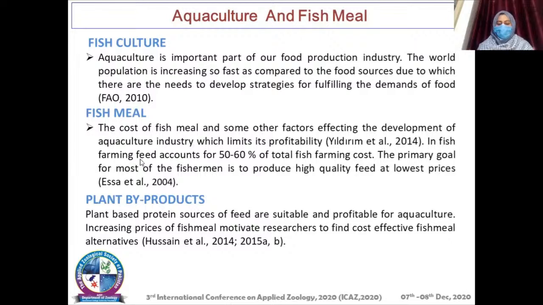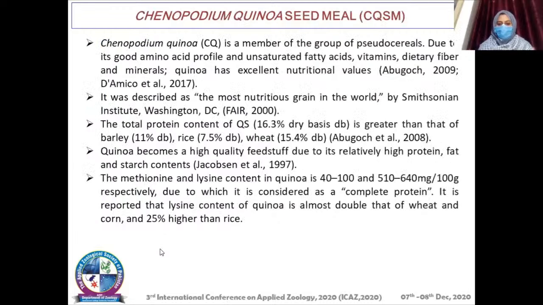In fish farming, feed accounts for 50 to 60% of total fish farming cost. The primary goal for most of the fishermen is to produce high quality feed at the lowest prices. Plant-based protein sources of feed are suitable and profitable for aquaculture. Increasing prices of fish meal motivate researchers to find cost-effective fish meal alternatives.